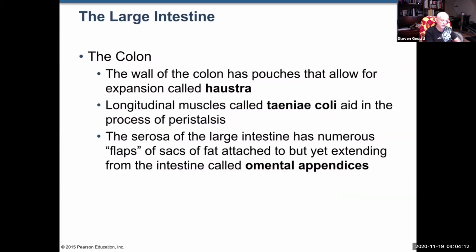Okay, we said the walls of the colon have what's called haustra. Those are like segmentations, like an earthworm has different segmentations to its body. That allows the colon to expand. The longitudinal muscles are called taeniae coli, and these aid in peristalsis. They run along the length of the colon. As they contract, they push the fecal material as it condenses through the colon.